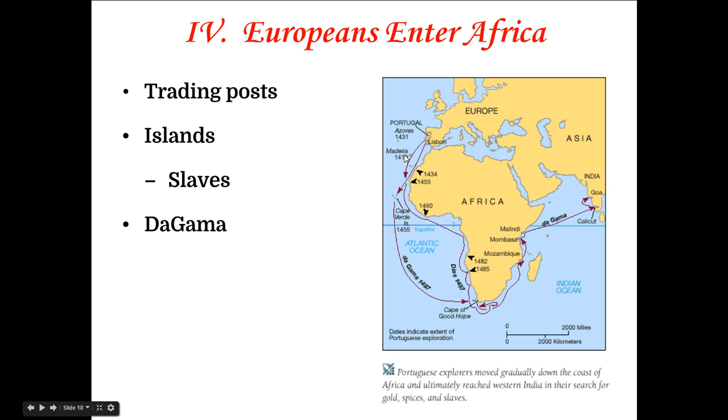And a couple of key explorers. 1488, Bartholomew Diaz rounds the tip of Africa, and in 1498, Vasco da Gama reached India. So the Portuguese are the earliest country that we talk about in terms of colonization. They were the country that was leading the way.